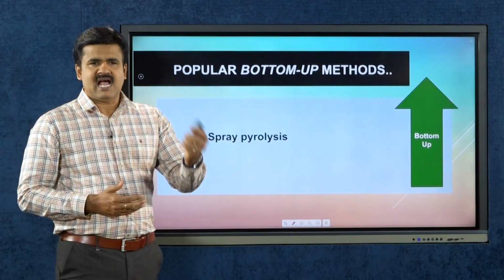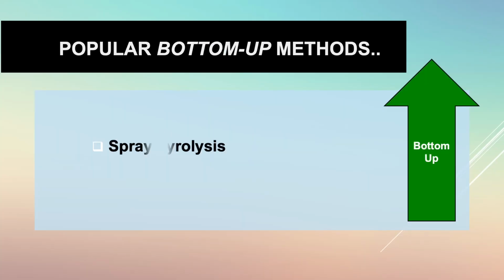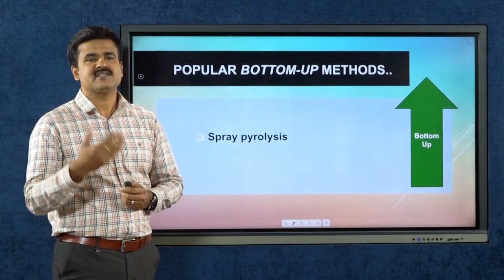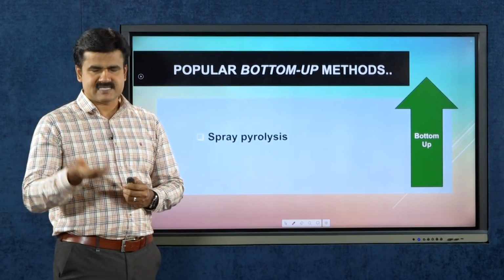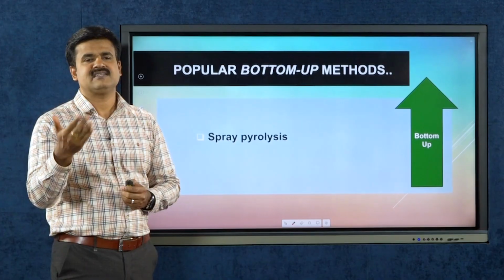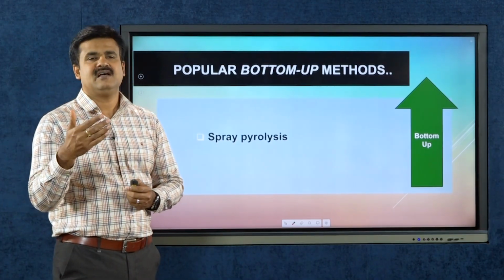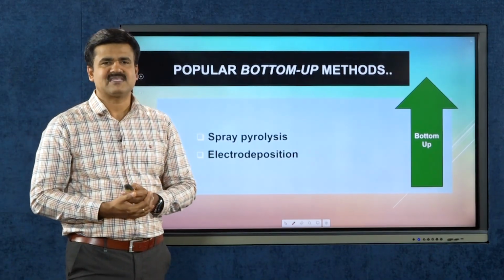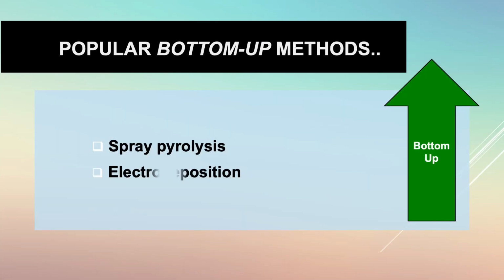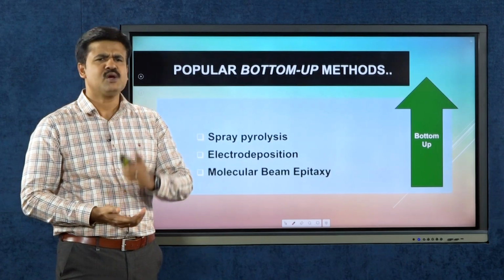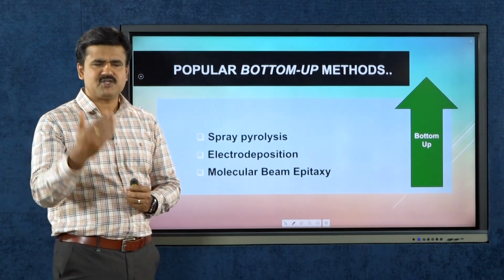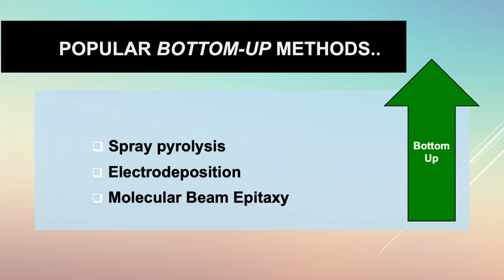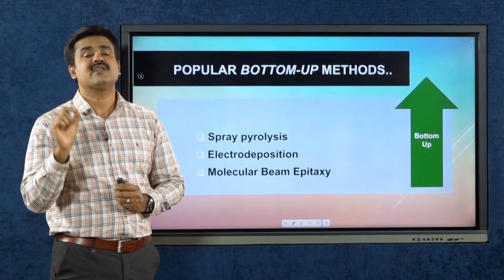Now, another bottom-up method is spray pyrolysis. Pyro is something related to heating. Lysis means fission. So, here you are adopting high temperature decomposition. That procedure is taken in spray pyrolysis. We can enter into the details later. And another popular bottom-up method is electrodeposition. One more method I also have to mention. That method is called MBE, molecular beam epitaxy. It can be abbreviated as MBE, molecular beam epitaxy.